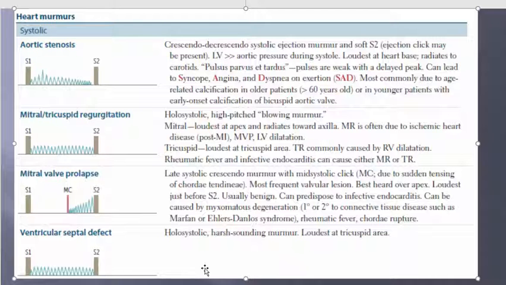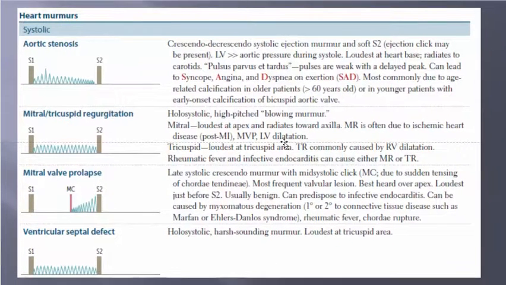And then ventricular septal defect, that's a holosystolic, harsh sounding murmur, loudest typically at the tricuspid area. So here you'll typically see a question arising from one of these. They'll describe it, you need to understand the type of heart murmur you might have, and then you'll have to identify it. Aortic stenosis, mitral regurgitation.